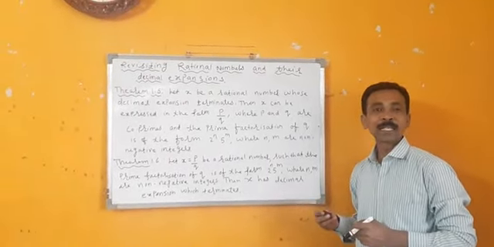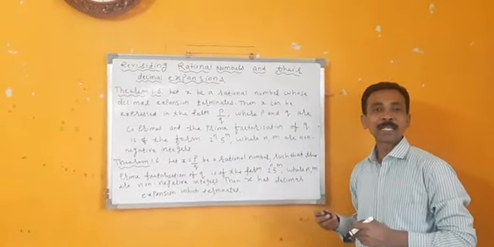Theorem 1.5. Let x be a rational number whose decimal expansion terminates. Meaning of terminates means, in a very simple word, when we divide and when remainder comes 0, then it is called as terminates. Then x can be expressed in the form p upon q, where p and q are co-primes and the prime factorization of q is of the form 2 raised to n into 5 raised to m, where n and m are non-negative integers.